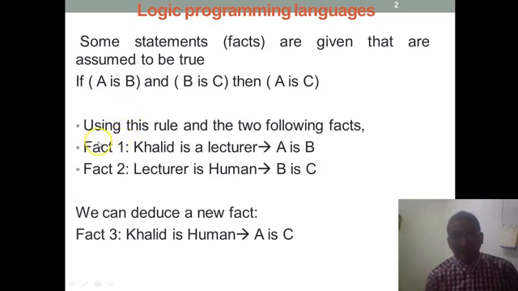Similarly, if we see the other example, let's say two facts are given to us. Fact 1 says Khalid is a lecturer, and we can refer to this as A is B. The second fact given is lecturer is human, so we can write it as B is C. So if A is B and B is C, we can easily induce that A is C, that means Khalid is a human. So this is a small example just to get the understanding of how to induce new facts out of the given facts.